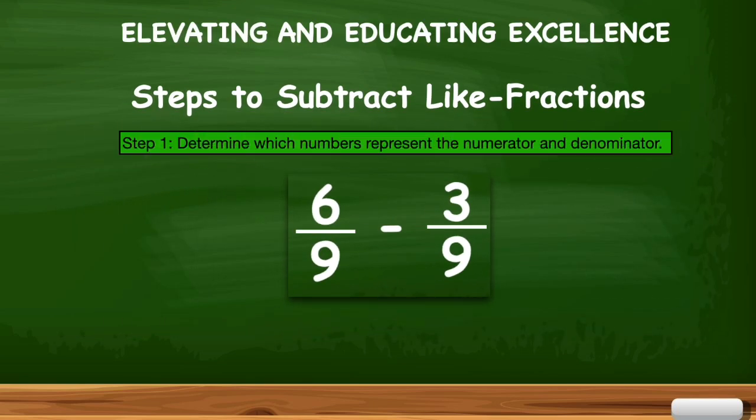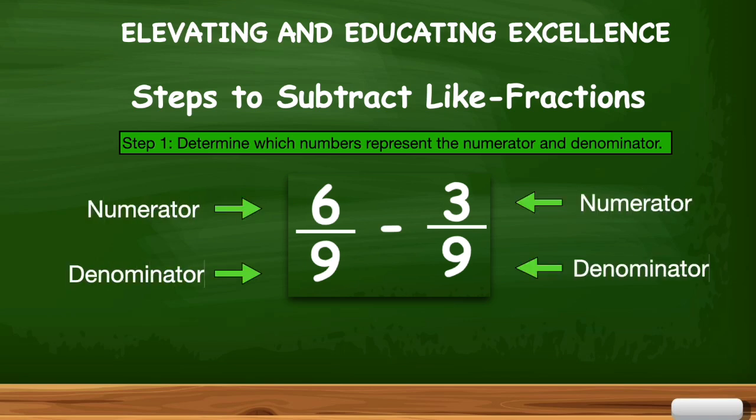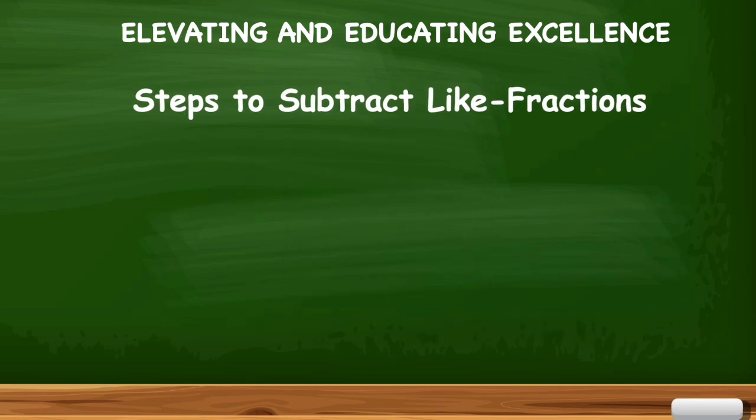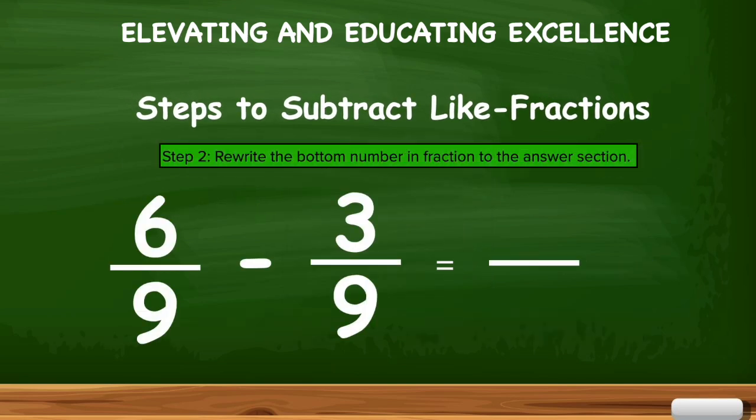Step number 1, determine which numbers represent the numerator and the denominator. So the numerators are the top numbers, and the denominators are the bottom numbers. So remember, the numerator equals the top number, and the denominator equals the bottom number. Step 2, rewrite the bottom number in the fraction to the answer. So we're going to move that 9 over to the fraction in the answer section.